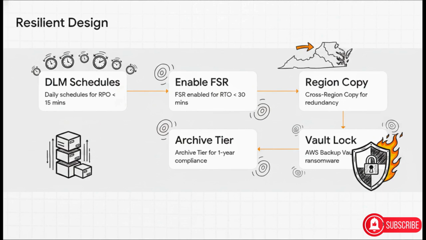We use Data Lifecycle Manager to snap every 15 minutes, which nails our recovery point objective. We toggle on fast snapshot restore, so our recovery time objective is under 30 minutes with zero latency. We automate cross-region copies to Virginia for geographic redundancy. We slap AWS Backup Vault Lock on there to make our backups completely immutable to ransomware. And finally, we push anything older than 90 days to the archive tier to save a ton of money. That right there is a flawless, well-architected solution.